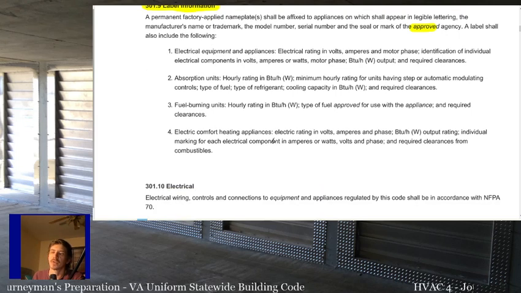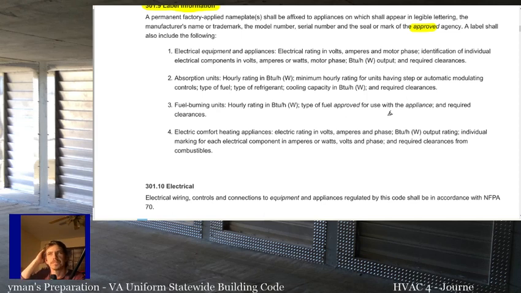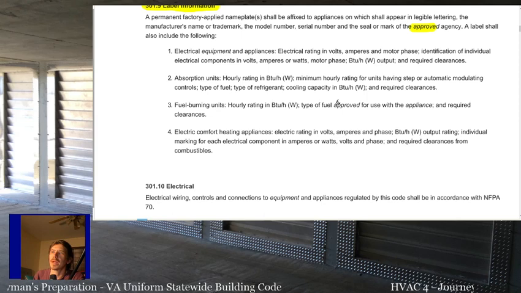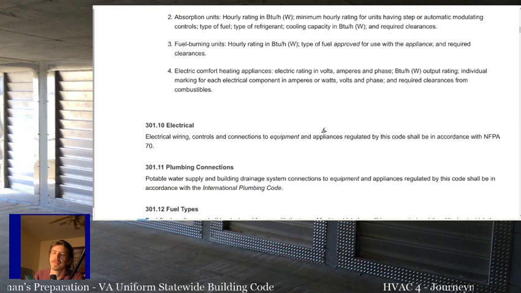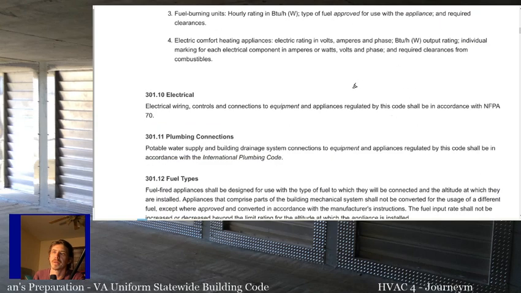And for electric comfort heating appliances, the electric rating in volts, amps, and phase, BTU output, individual marking for each electrical component in amps or watts, volts, and phase, and required clearances from combustibles. All that stuff is supposed to be on a label on the equipment. So it's not a ton, but every once in a while you'll get a fuel burning appliance that doesn't have all the label information. I can't think of a specific example right now, but I have seen it.